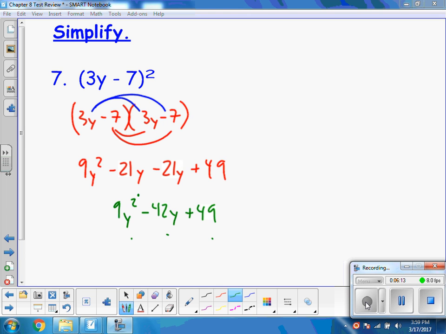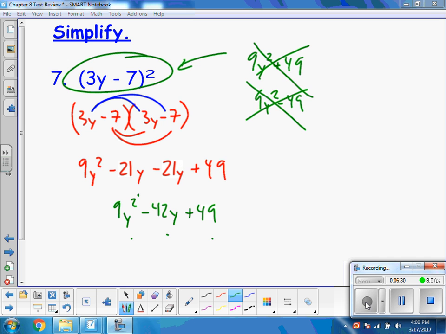So some people have the strange understanding that this is 9y squared plus 49, and that would not be true. Or some might think it's a 9y squared minus 49. That's also not true. This guy right here is going to have a middle term, and that's what it is.